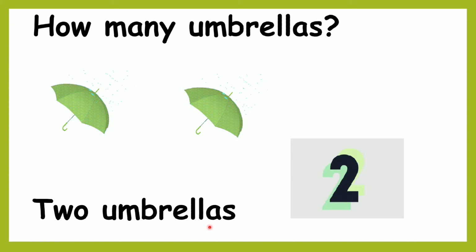2 umbrellas. Now we add the letter S because there are more than 1 umbrella. If it were 1, we'd say 1 umbrella. But now there are 2, so we say 2 umbrellas.